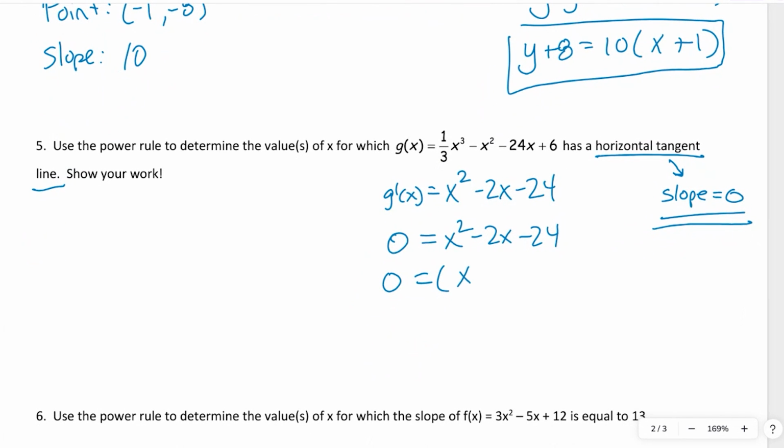So this will factor as x, what would this be? We've got to multiply to negative 24 and add up to negative 2, that's going to be negative 6 and 4. So x minus 6 and x plus 4. So this means the two x values where we have a horizontal tangent line are going to be 6 and negative 4.